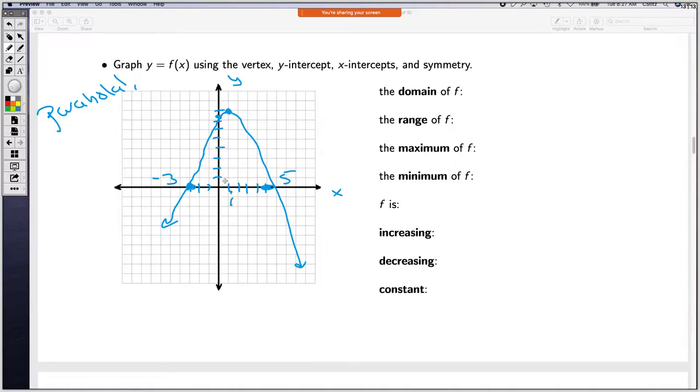So the domain, once again, for quadratic functions, is going to be all real numbers. The range is determined by the vertex. Here the vertex was (1, 8), so looking at the y values, we get everything from negative infinity all the way up to and including the 8.